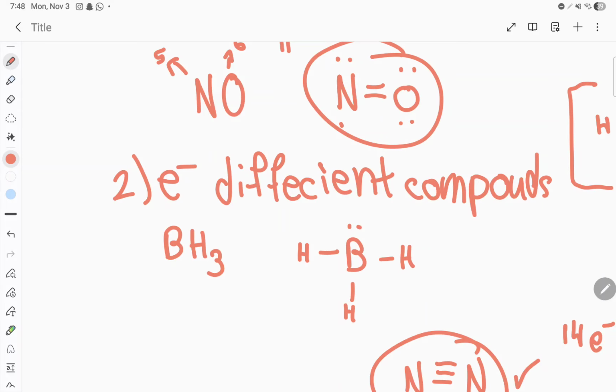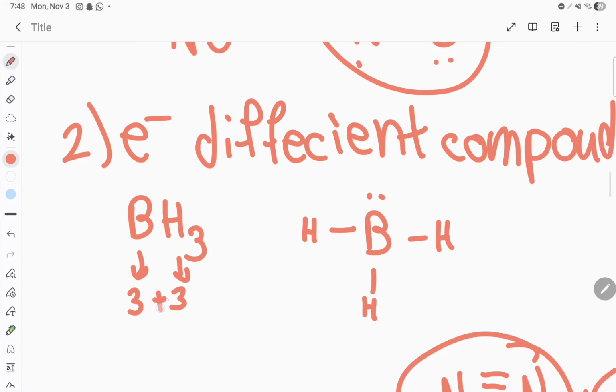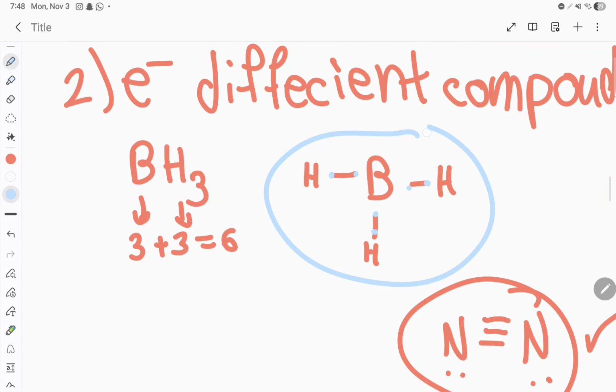Oh wait, hydrogen only has 1. So now we have boron in group 3 and three hydrogens, also 3. Add them, you get 6. Now when you count the electrons, you have 1, 2, 3, 4, 5, 6. So you're gonna say, what am I supposed to do with this? Just remove it. And this is how you draw BH3.